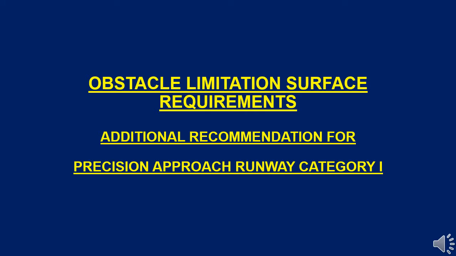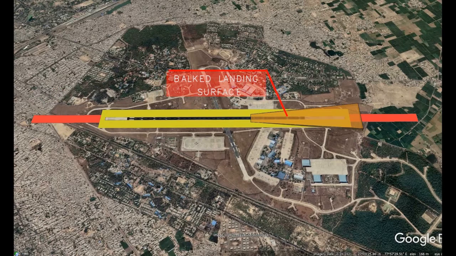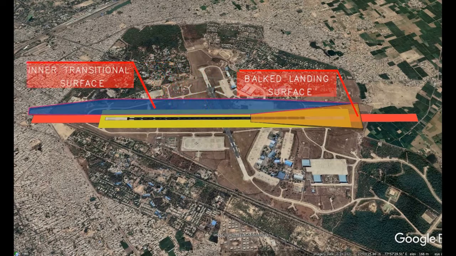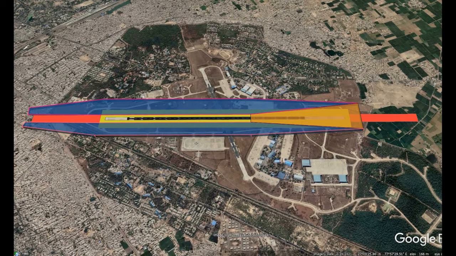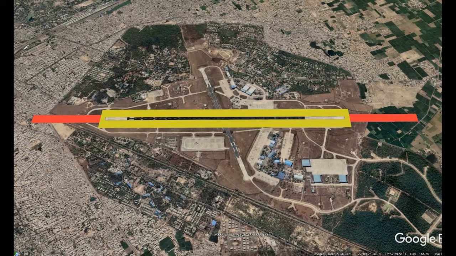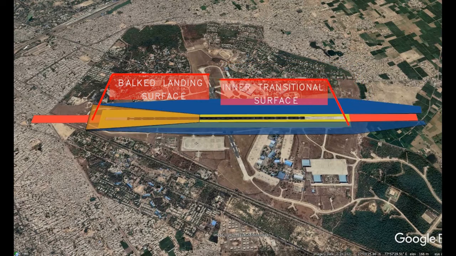Additional recommendation for precision approach runway category 1. Inner approach surface, same for the other runway, balked landing surface followed by inner transitional surface. Now removing all this surface for depicting the same for the other runway. Balked landing surface followed by inner transitional surface for the other runway.